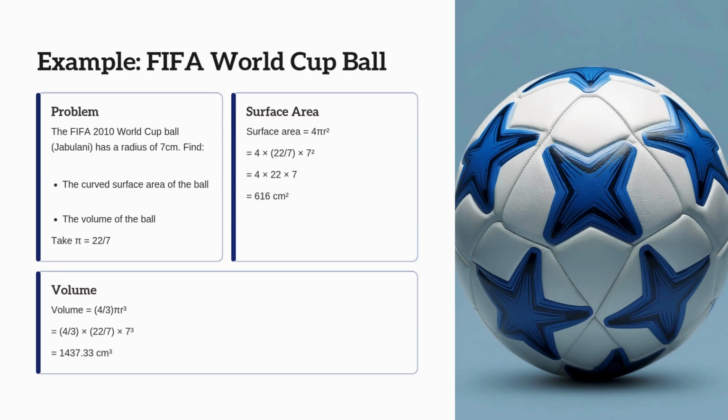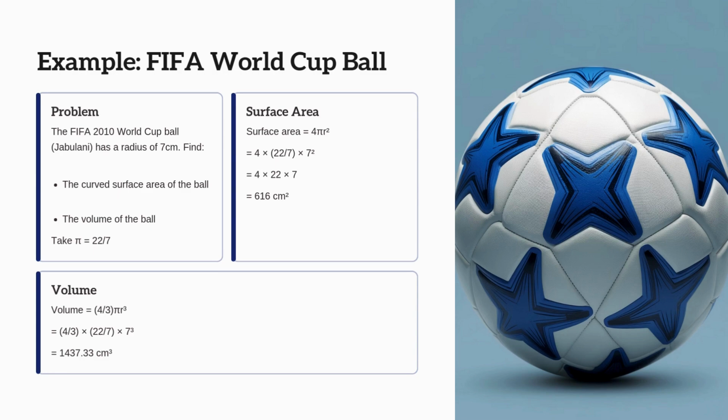Now compute the numerator. 4 multiplied by 22 equals 88. 88 multiplied by 49 equals 4,312. This is obtained step by step by multiplying 88 by 49. So the volume is 4,312 divided by 3. This results from combining the products in the numerator and keeping the denominator of 3.